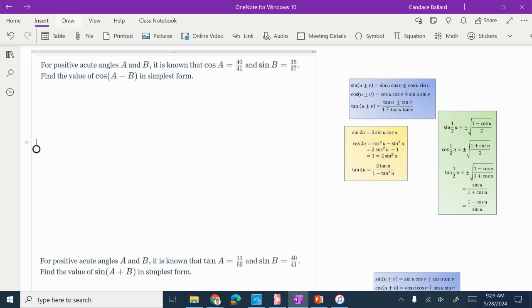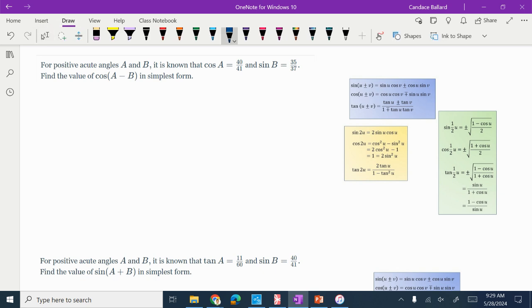So first of all, I have to figure out which formulas I need. I know I have cosine of A minus B, so I'm going to match that up with this one right here. That means I need cosine, cosine, sine, sine. And on the cosine formula, if I start with a minus, I have to change it to a plus. So I know there's a plus in there, and then it's going to be A B, A B.